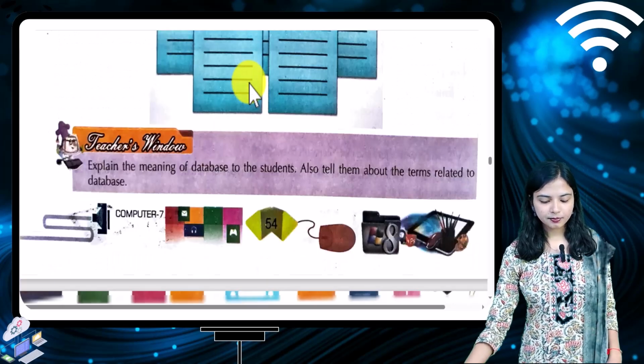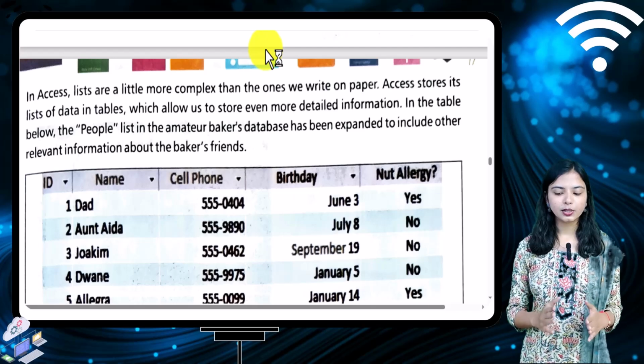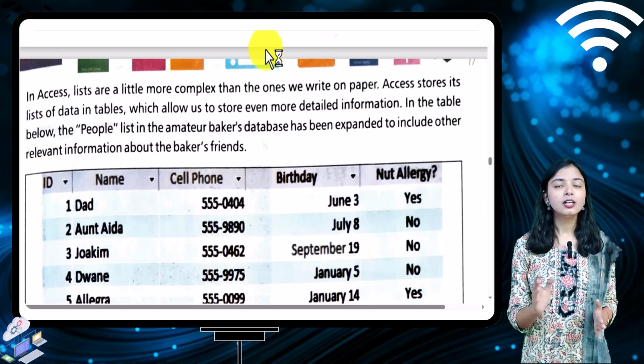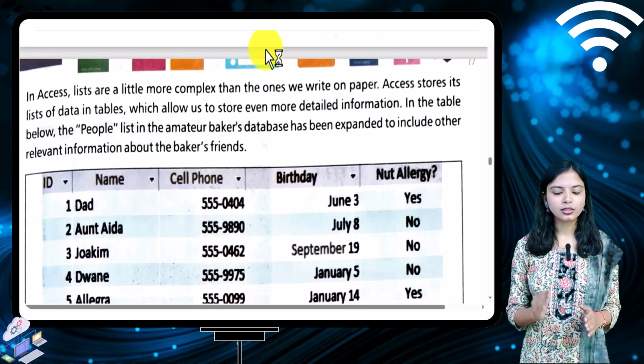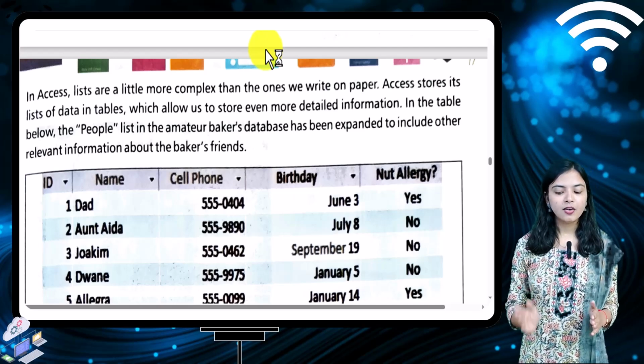Okay, so in Access the lists are a little more complex than the ones we write on paper. The data we enter in Access is more complex than what we write on paper. Access stores its lists of data in tables, which allow us to store even more detailed information. We can enter even more detailed information there.